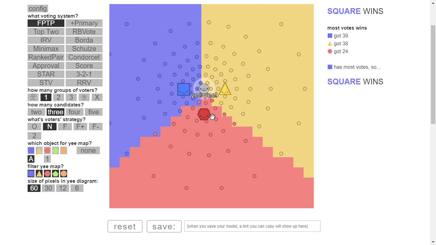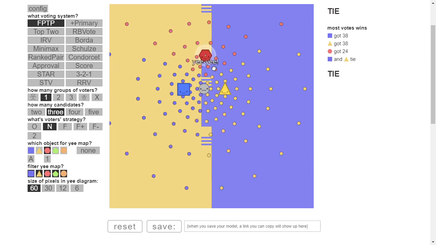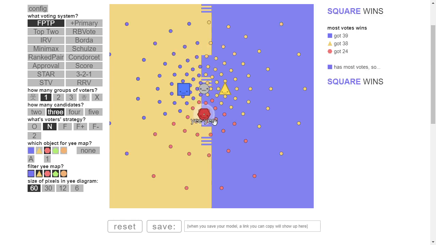Now, let's look at this from the perspective of red. Red might think he wants to move towards the center, but in reality, if red moves towards the center, he does not win. There's really no place for red. This is a map of who wins the election, with red at each pixel.